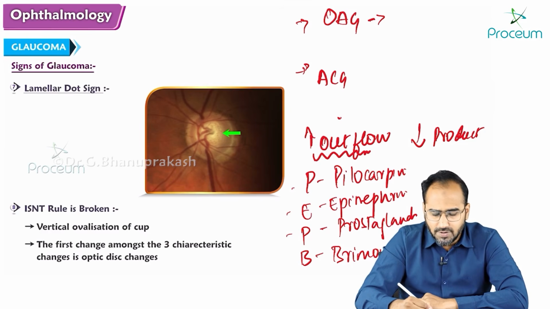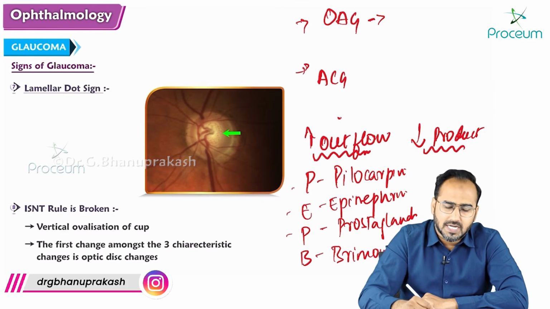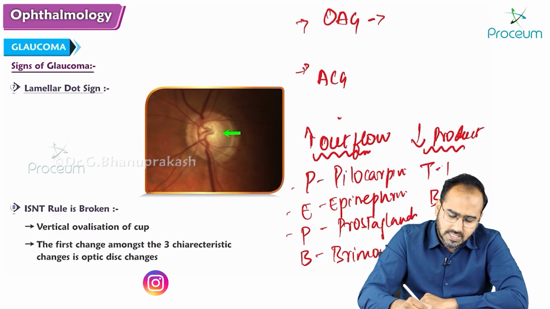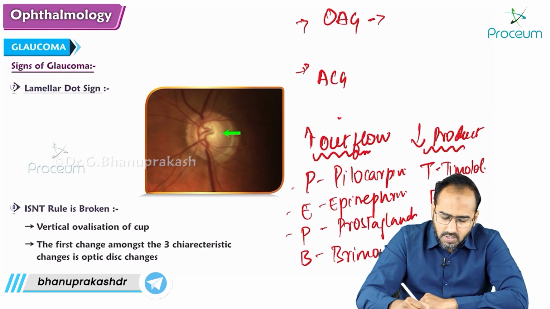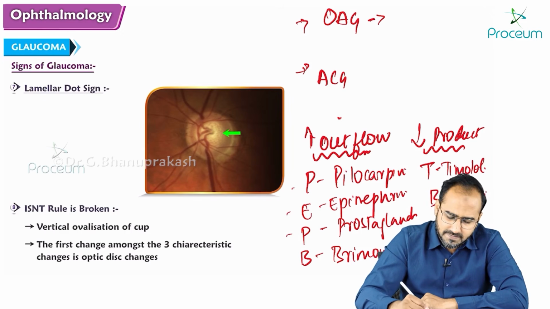Drugs that increase the outflow are pilocarpine, epinephrine, prostaglandin and brimonidine. Drugs which decrease the production: always remember, TB is dangerous. T stands for timolol, a non-selective beta blocker. B stands for brimonidine. Now you must be wondering, brimonidine is here also and here also. Brimonidine is a drug that acts by two mechanisms.